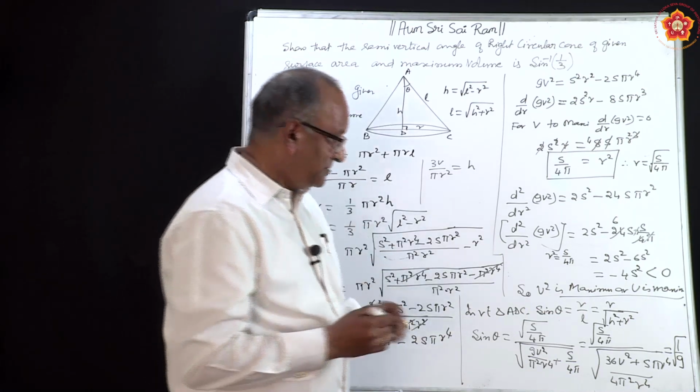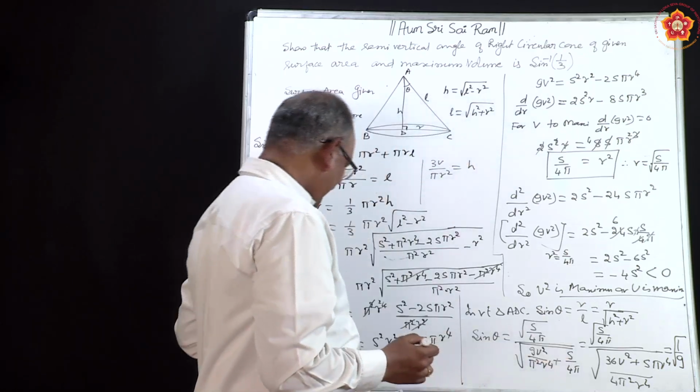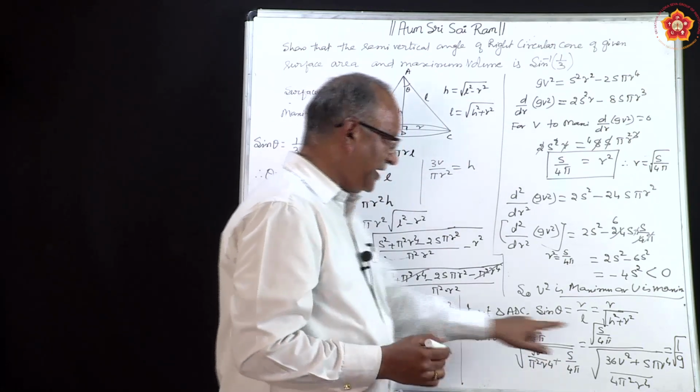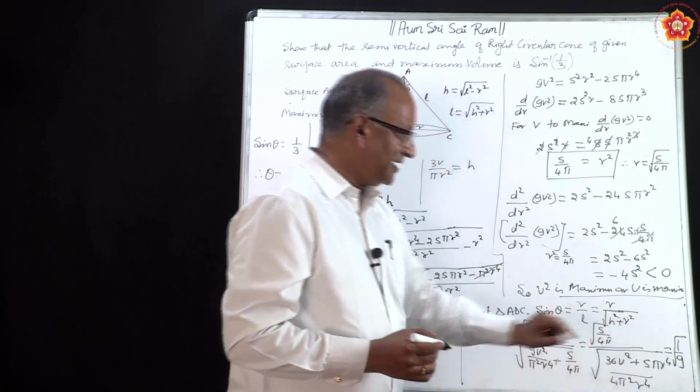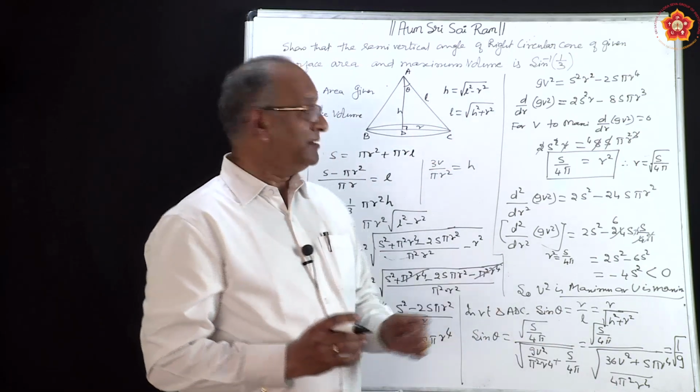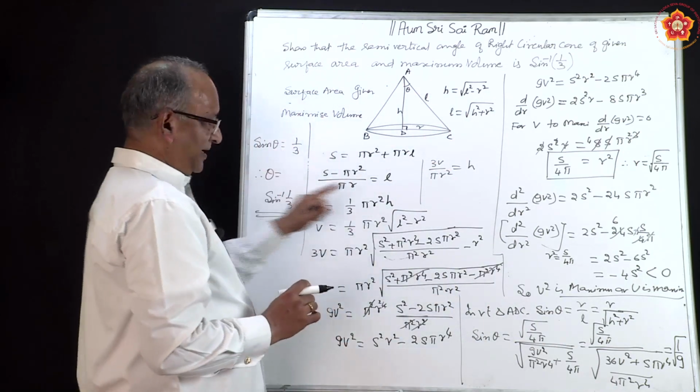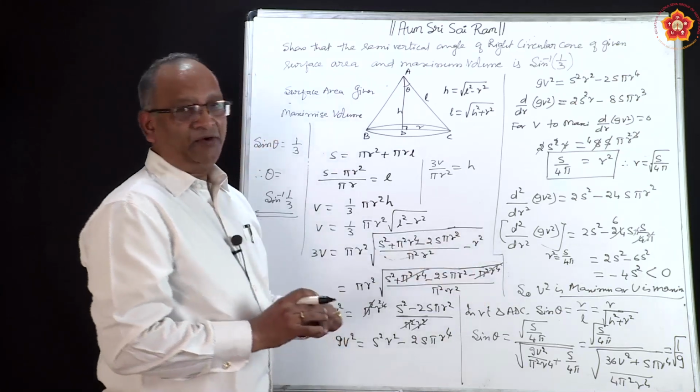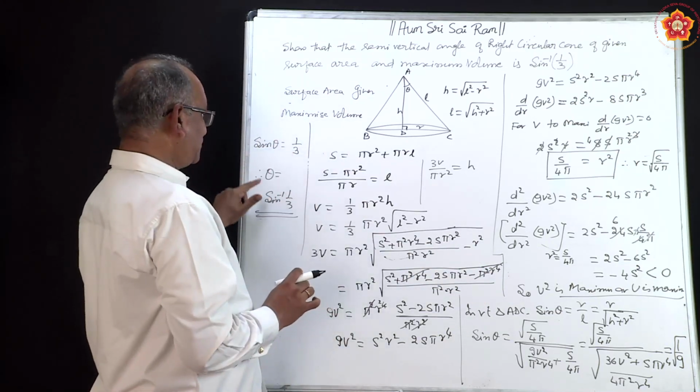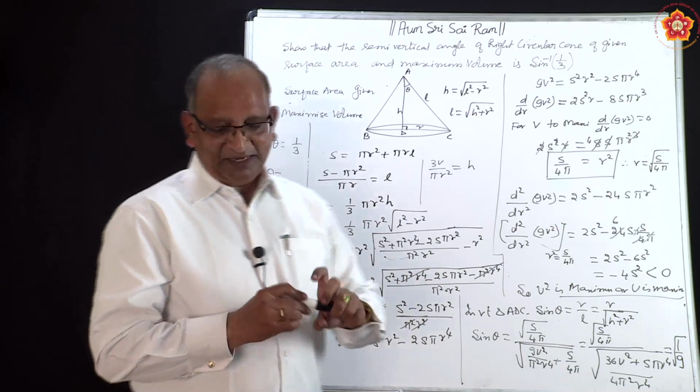How do you get this? By substituting the value of v square, 9v square value if you substitute and simplify, cancel with the terms in the denominator and numerator, you are going to get 1 by 9 under root, and what is the square root of 1 by 9? It is 1 by 3. So, theta is equal to sin inverse 1 by 3.